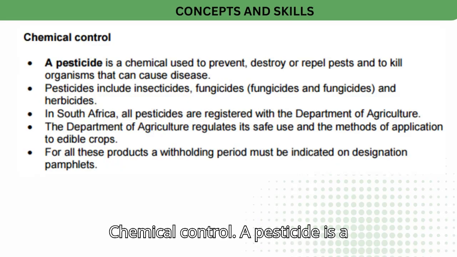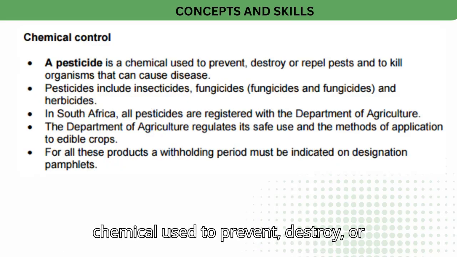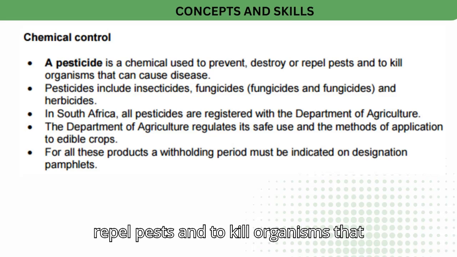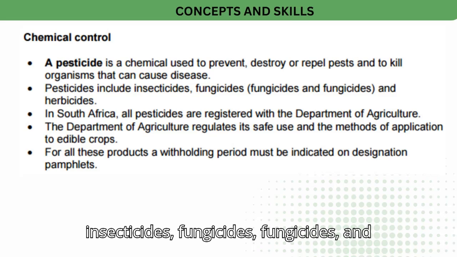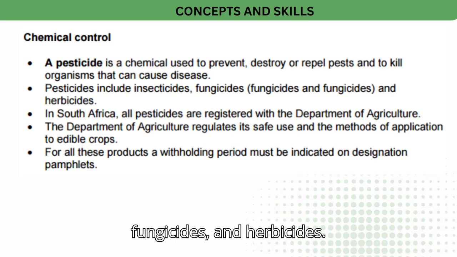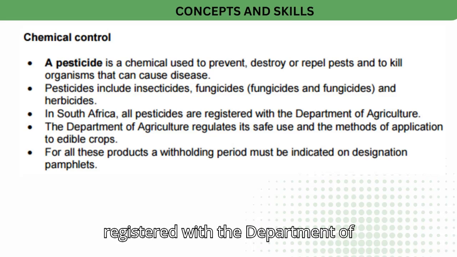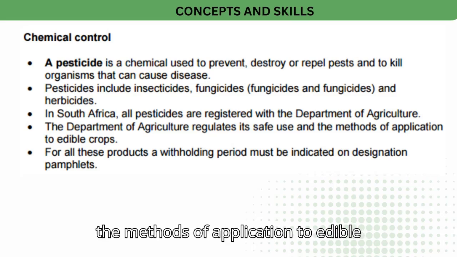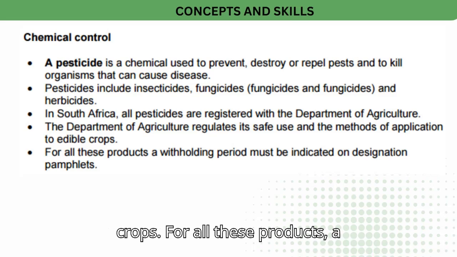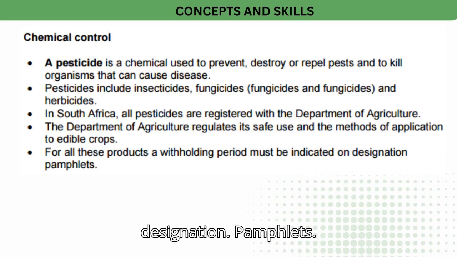Chemical control. A pesticide is a chemical used to prevent, destroy or repel pests and to kill organisms that can cause disease. Pesticides include insecticides, fungicides, and herbicides. In South Africa, all pesticides are registered with the Department of Agriculture. The Department of Agriculture regulates its safe use and the methods of application to edible crops. For all these products, a withholding period must be indicated on the label and pamphlets.